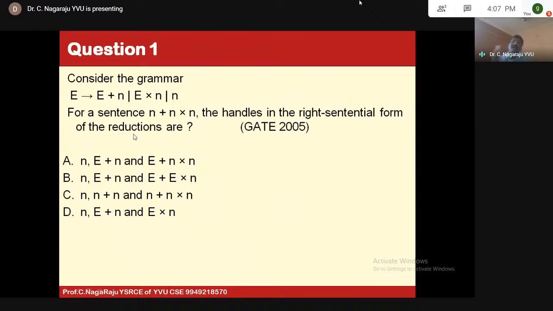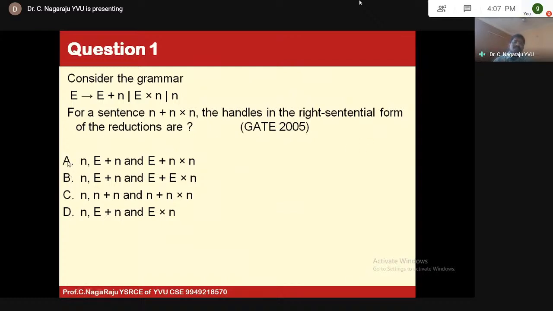Here the handle is in the right sentential form. Right sentential form means it uses the rightmost derivation in reverse order. Remember the terminology: the right sentential form uses a rightmost derivation in the reverse order for the reduction of the tree. So this question came in GATE 2005.